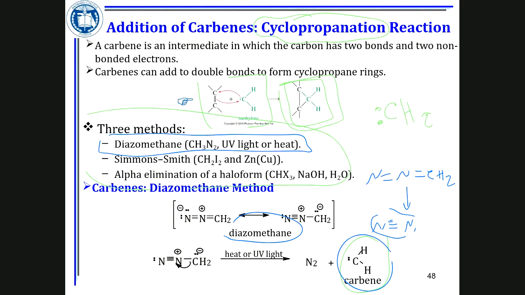Methylene iodide with zinc-copper as a catalyst can also generate carbene, and the other reaction is the alpha elimination of haloform. Alpha elimination of haloform is going to also give you carbene as the product.